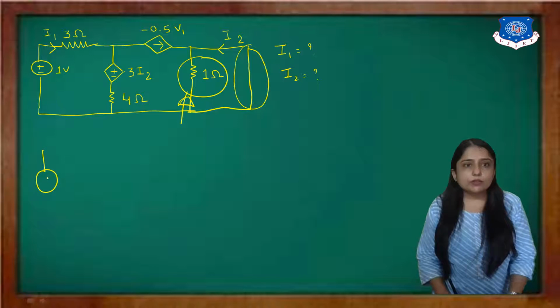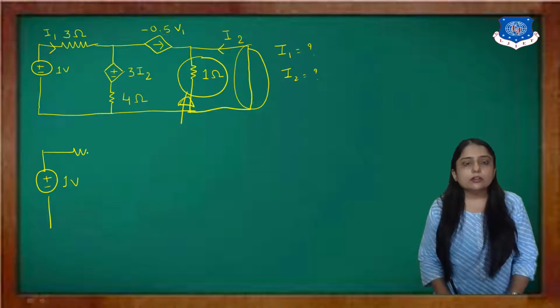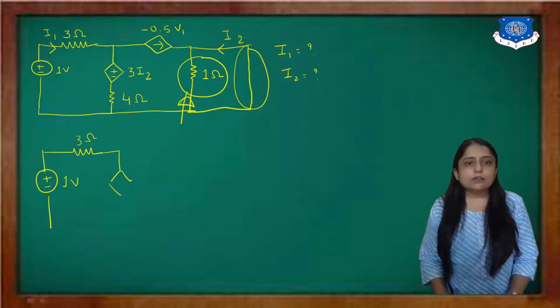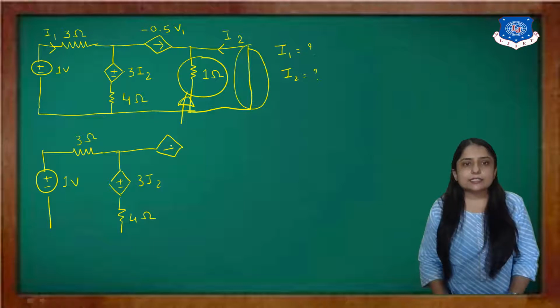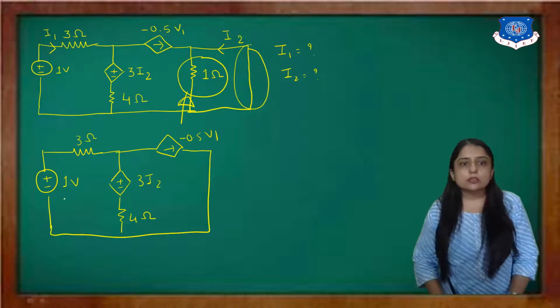So my diagram will become: here I have 1 volt, then here it is the 3 ohm. The rest of the network we draw as it is. We just neglect this 1 ohm resistor. This source is known as a voltage dependent current source. Right. And this is I1.